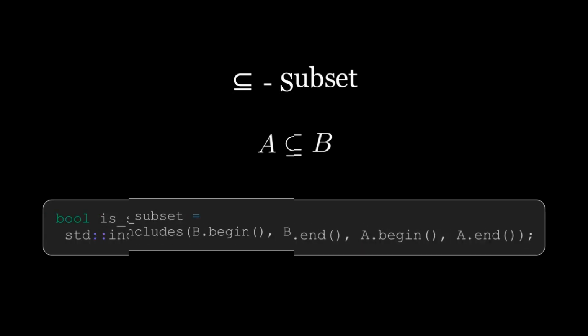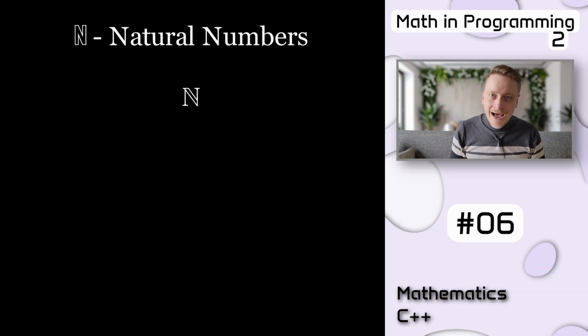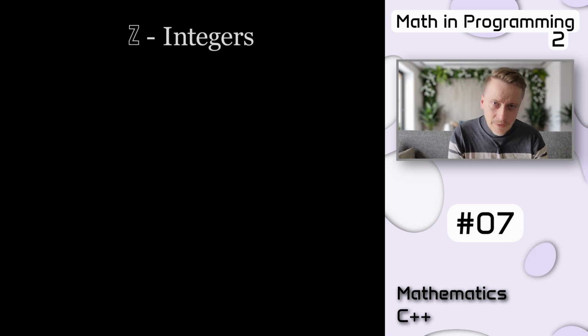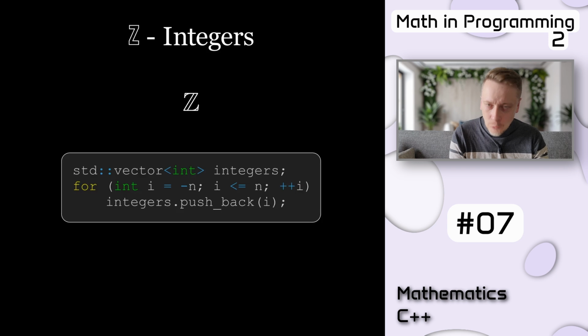The natural numbers, denoted by N, are of course the foundation: 1, 2, 3, and so on. In C++, generating them is as simple as looping from 1 to n. Natural numbers are the building blocks of mathematics, used in everything from counting objects to indexing arrays in programming. We can continue with integers, denoted by Z, which extend the natural numbers to include 0 and negative numbers. In C++, you can generate them with a loop again, from -n to n. Integers are essential for representing balances, differences, or coordinates in all directions.